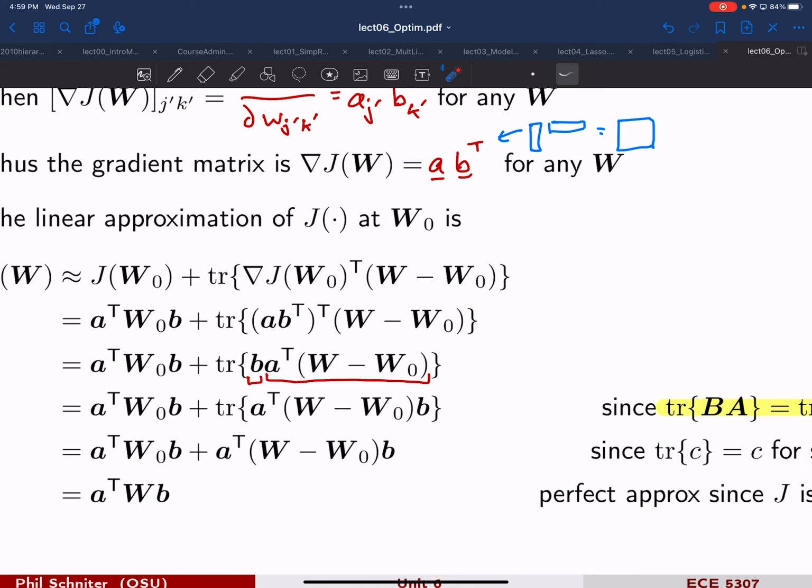Is everybody good with that? This is a super important property of the trace, and in fact, a lot of times we try to write things in the form of a trace precisely so we can do this little trick. We'll see that as the course goes on.